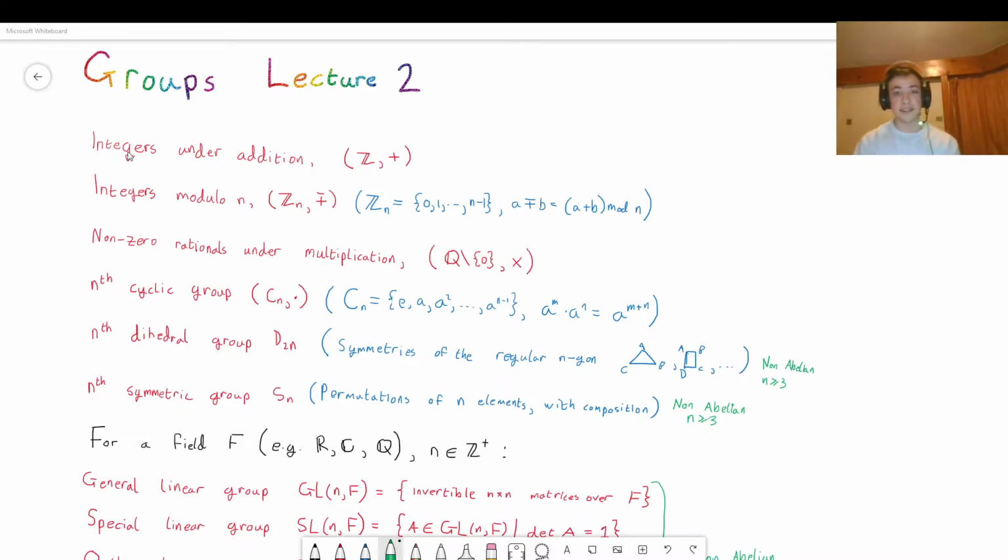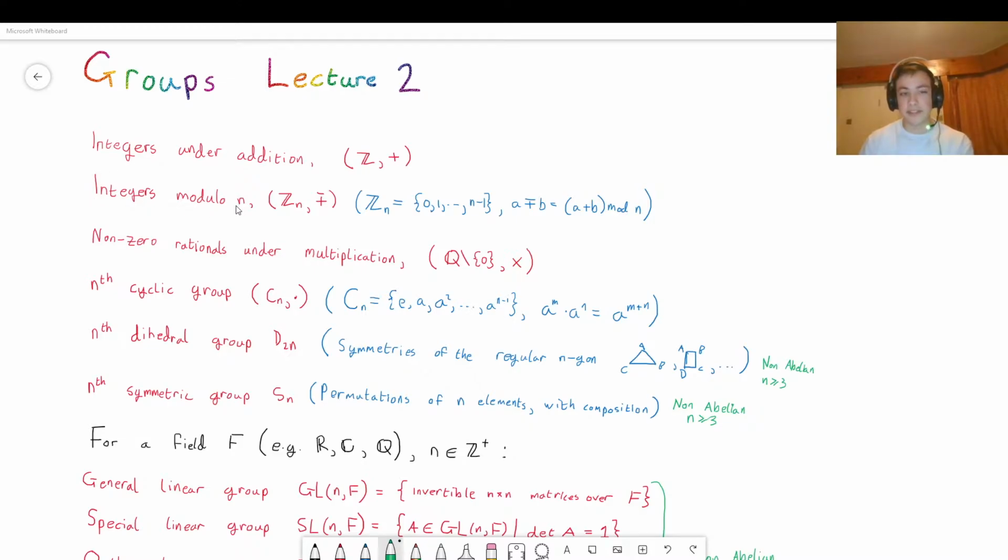This is the start of my second lecture on group theory. Last time I introduced the concept of a group, and now I'm going to give some concrete examples of groups so that they're slightly less abstract. One of the common groups is the integers under addition: 0, 1, minus 1, 2, minus 2, and so on. This is obviously a group because addition is associative, 1 plus minus 1 is 0, and so on.